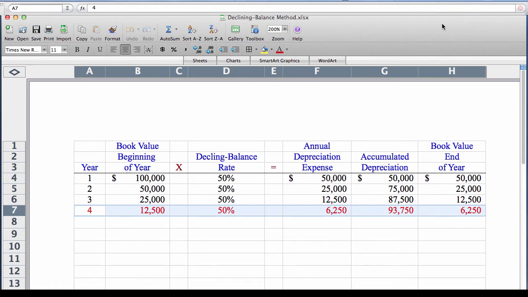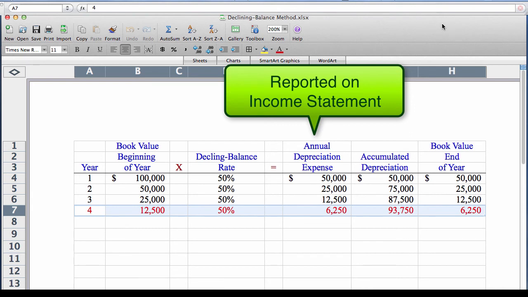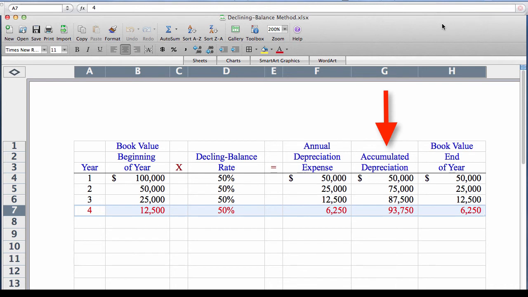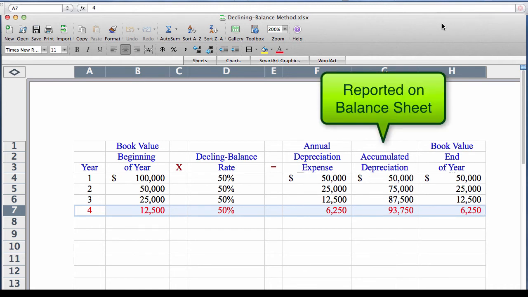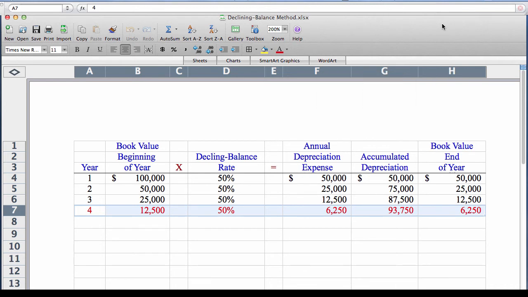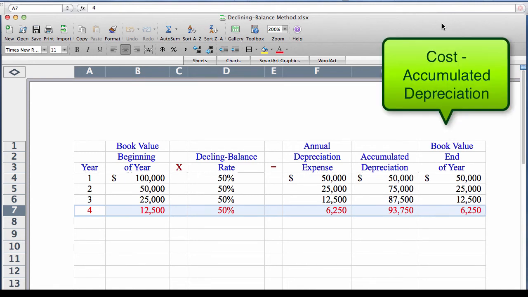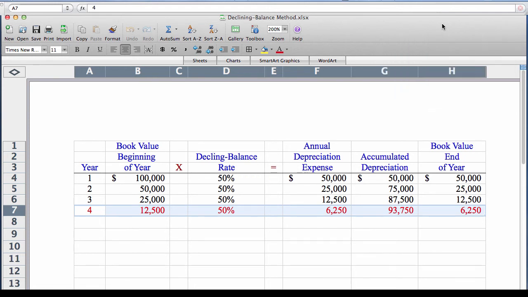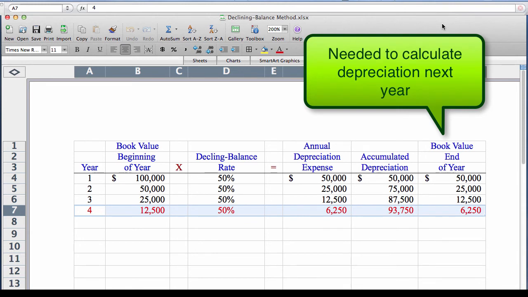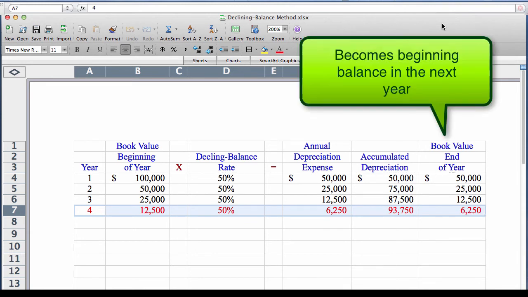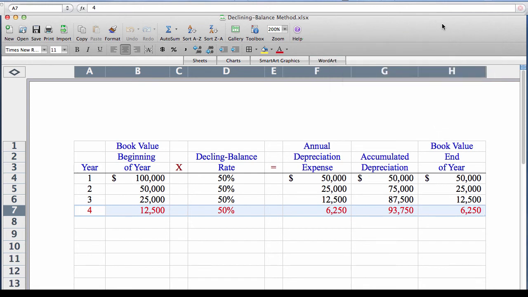Annual depreciation expense is the amount that will be reported on the income statement each year. The next column is the accumulated depreciation. This is the amount that will be reported on the balance sheet. The final column is the book value at the end of the year. This is calculated as the cost of the asset less the asset's accumulated depreciation for the year. This amount is needed so that I can calculate the next year of depreciation. On the balance sheet, the ending balance for one accounting period becomes the beginning balance for the next accounting period.